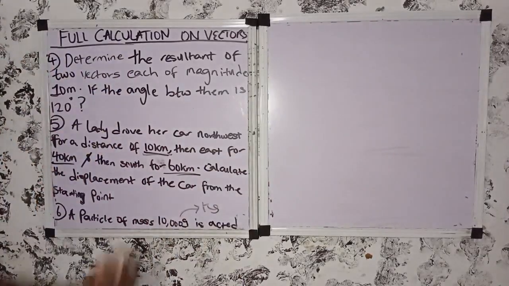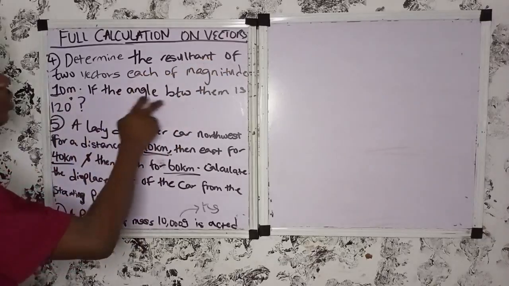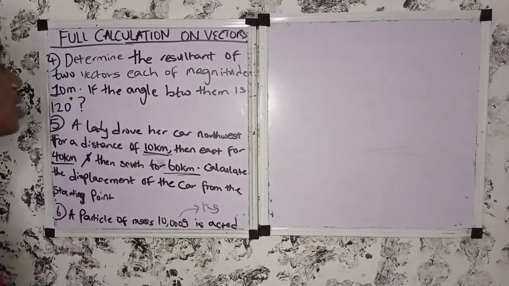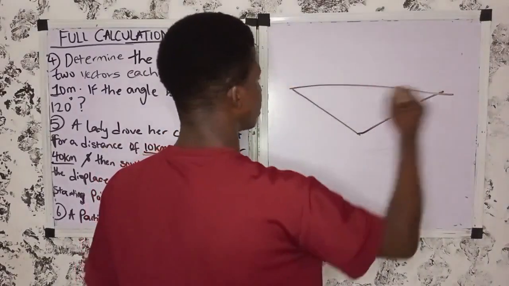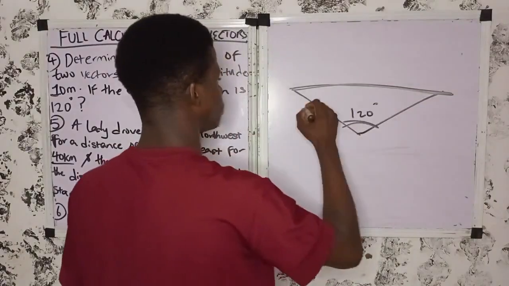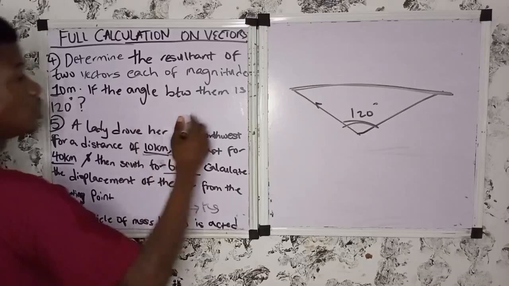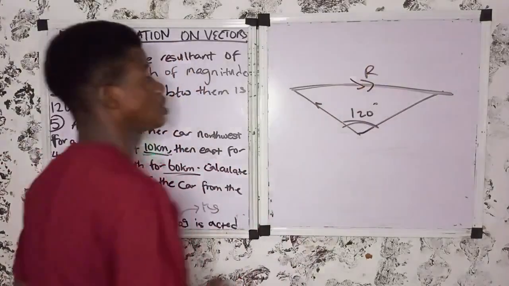Determine the resultant of two vectors, each of magnitude 10 meter, if the angle between them is 120 degree. So these are the two vectors. The angle between them is 120 degree. Determine the resultant. This is the resultant I'm looking for, which is the total.